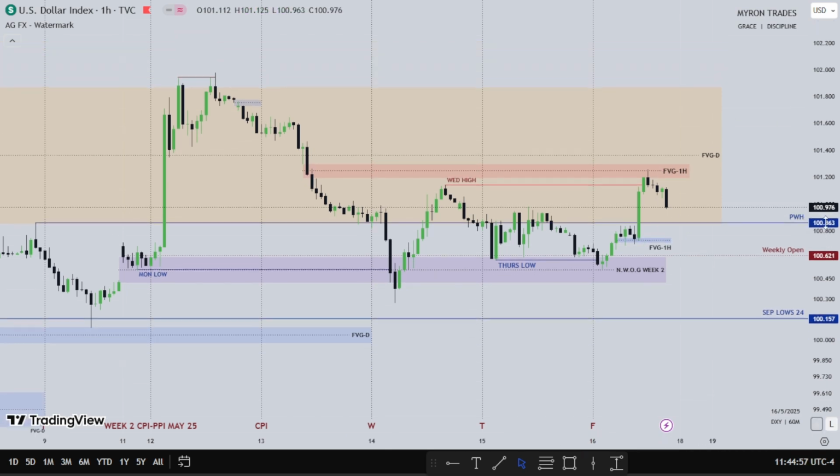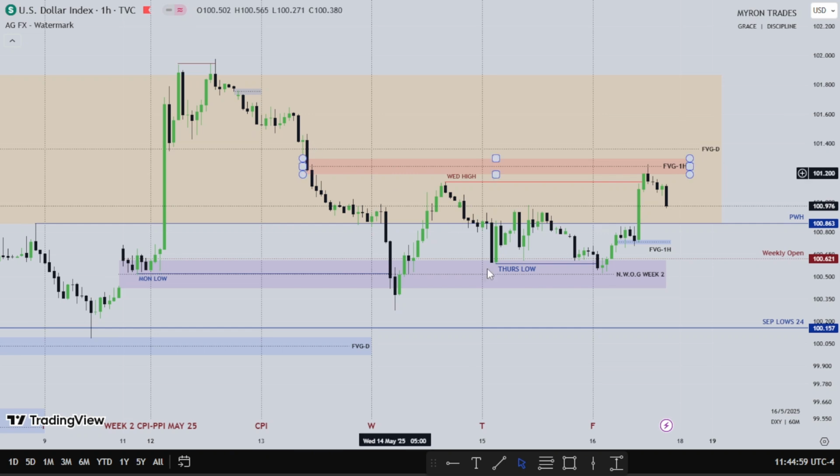So which day would you want to position yourself for a trade? Tuesday, Wednesday, Friday?